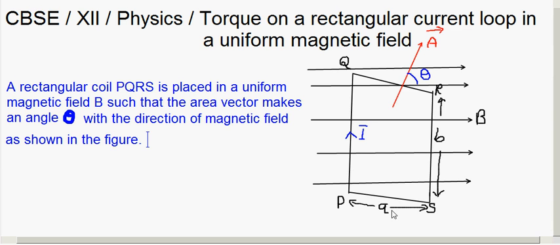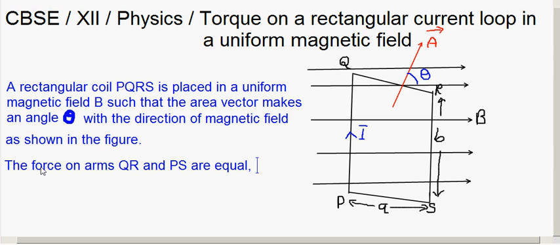You can write that point. The force on arms QR and PS are equal, opposite and collinear, thereby perfectly cancelling each other.